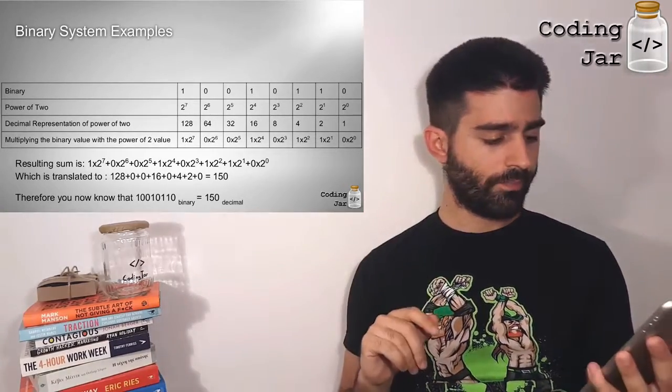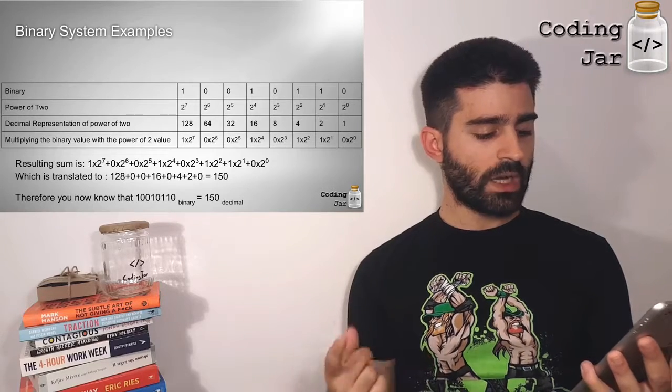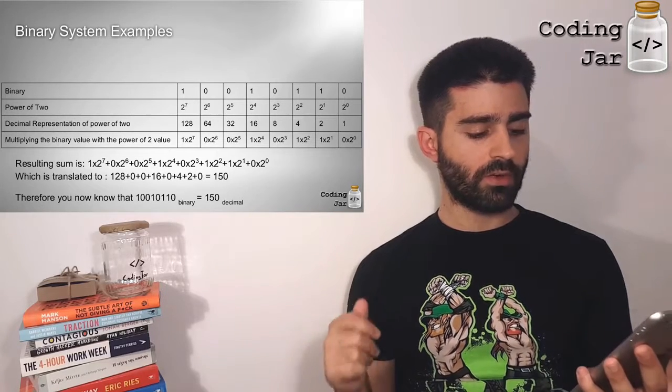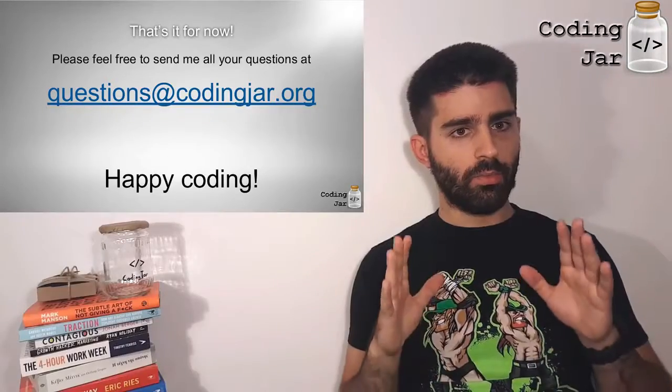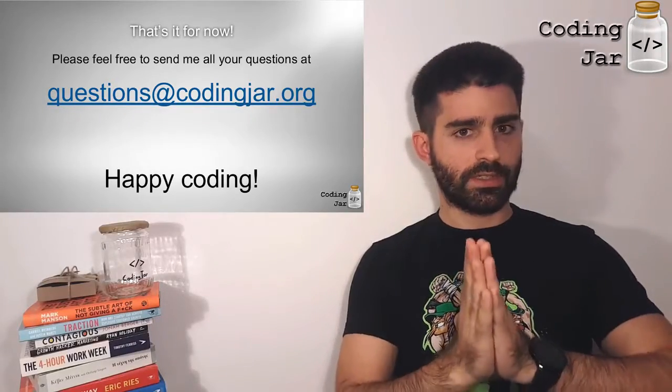So now you know that 10010110 in binary is 150 in decimal. I hope this wasn't too hard for you to understand.